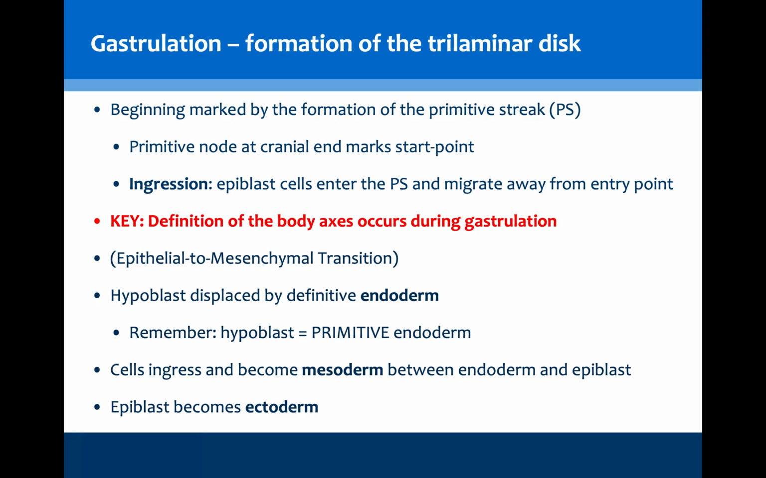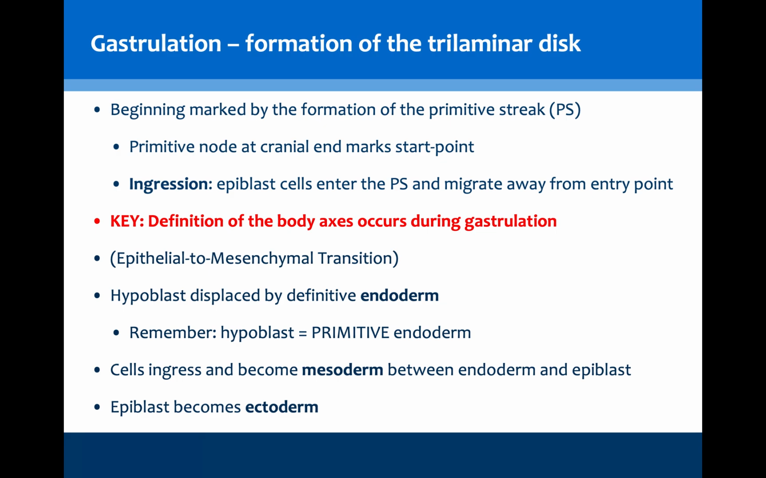And a key consequence of gastrulation, and one of the reasons why it's so important, isn't just the formation of the germ layers, but it's actually because at the end of the process of gastrulation, the body axes have been defined. All three body axes: you have an anterior-posterior, a craniocaudal, and also a left-right axis. And issues with the definition of these body axes lead to very severe consequences in the offspring.